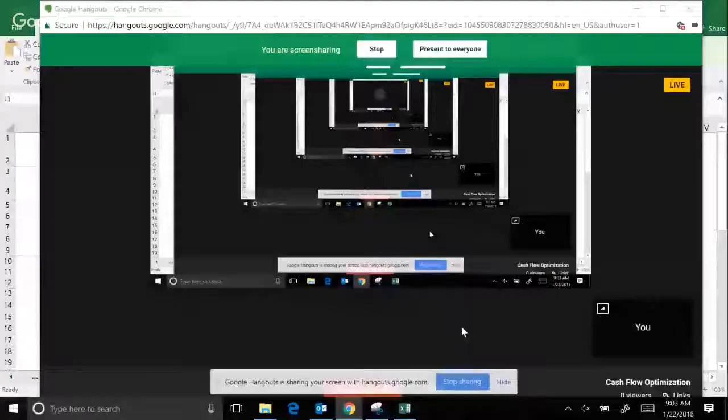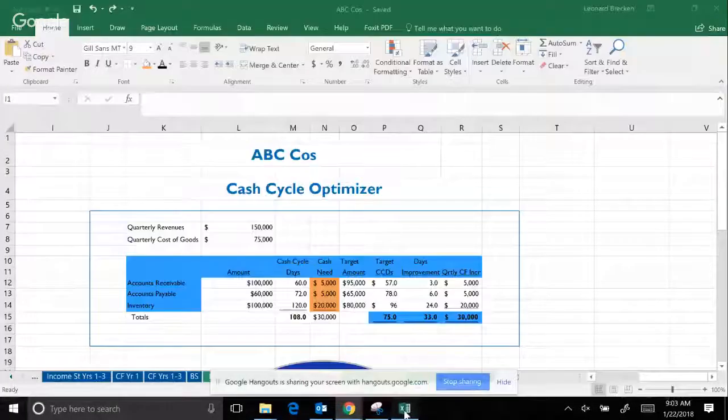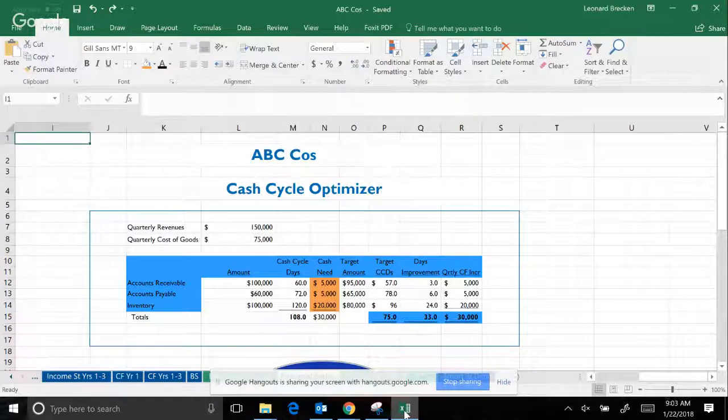So, going on to the tool set that we have, the three major components. Sorry about that, I have to share my screen. There we go. Okay, so the three major ways to optimize your cash flow are either reducing your accounts receivable, increasing your accounts payable, or decreasing inventory.